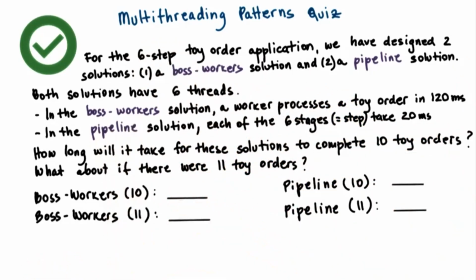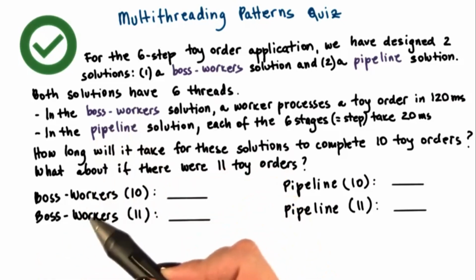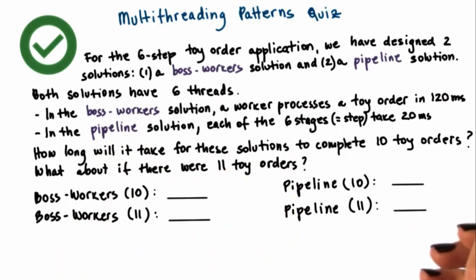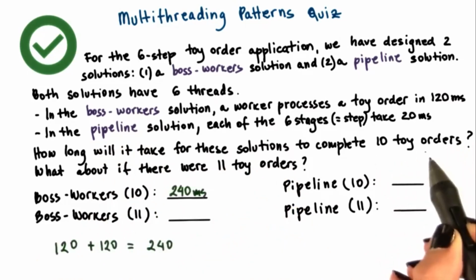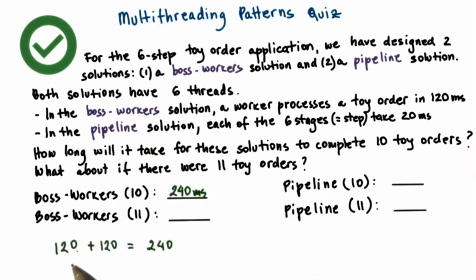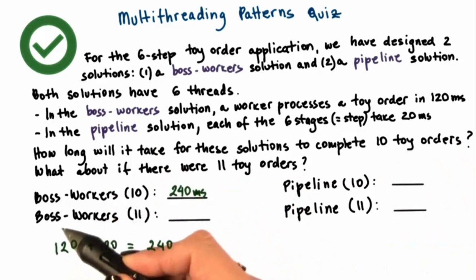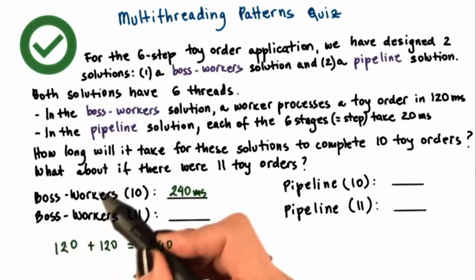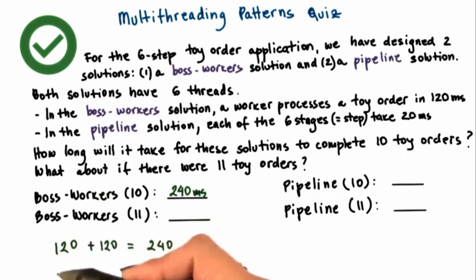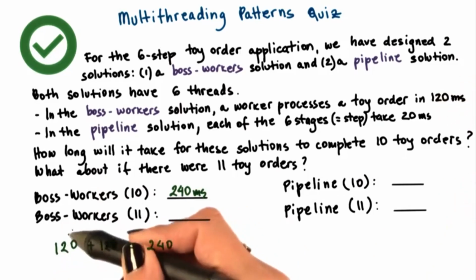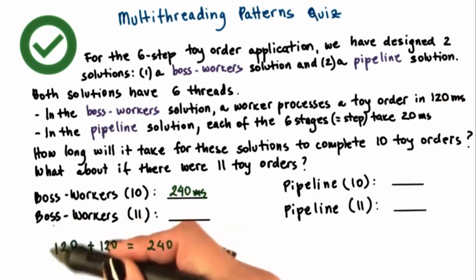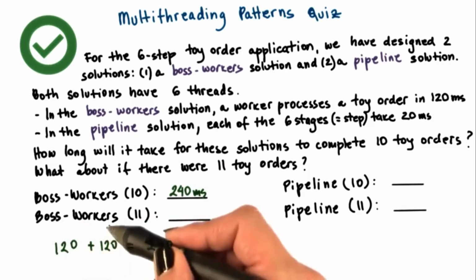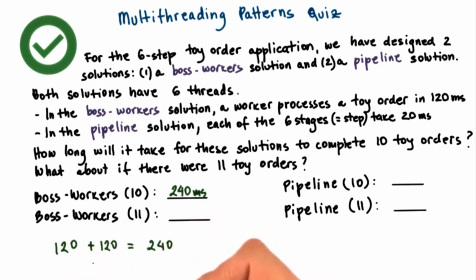So for the boss workers case, because we have 5 worker threads, at any given point of time, these workers will be able to process up to 5 toy orders. So if we have 10 toy orders, for the boss worker model, the workers will process the first 5 orders, given that we have 5 workers, at the same time. And every single one of them will take 120 milliseconds, so the first 5 toy orders will be processed in 120 milliseconds. The next 5 orders will take additional 120 milliseconds for a total of 240 milliseconds.